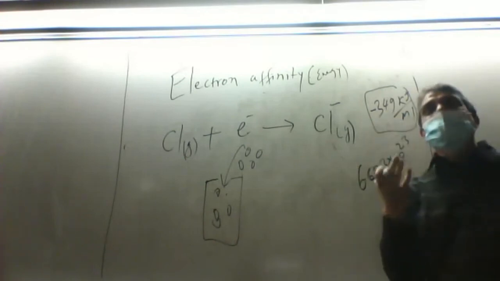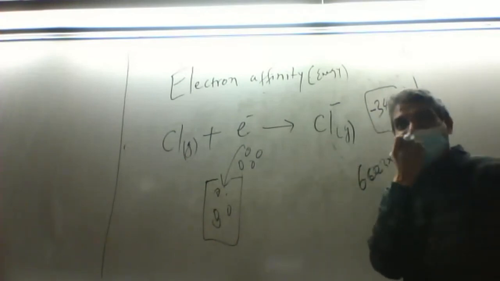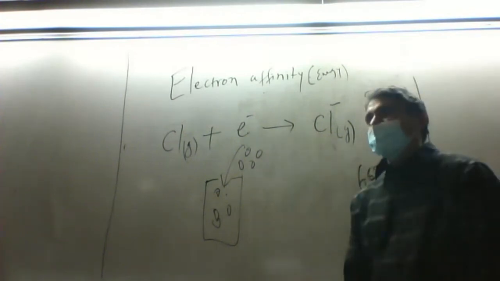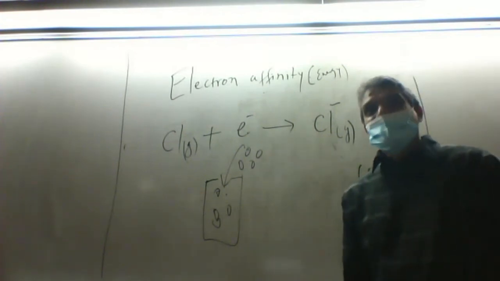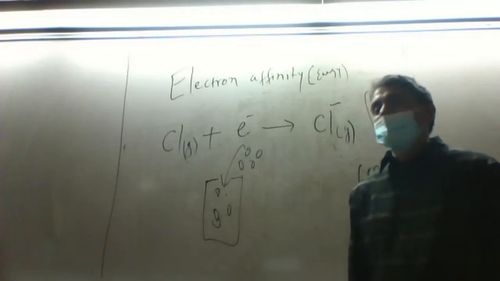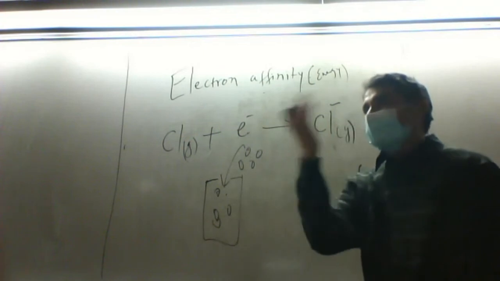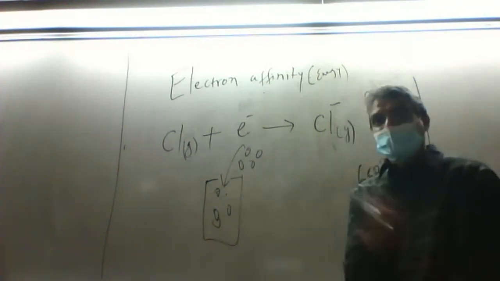Because of this negative number, we get confused a lot in the electron affinity. I was very confused, and I was reading a book this morning, and they give the negative, positive, sometimes this, sometimes that. So when we study the electron affinity, it is much harder compared to the ionization energy.